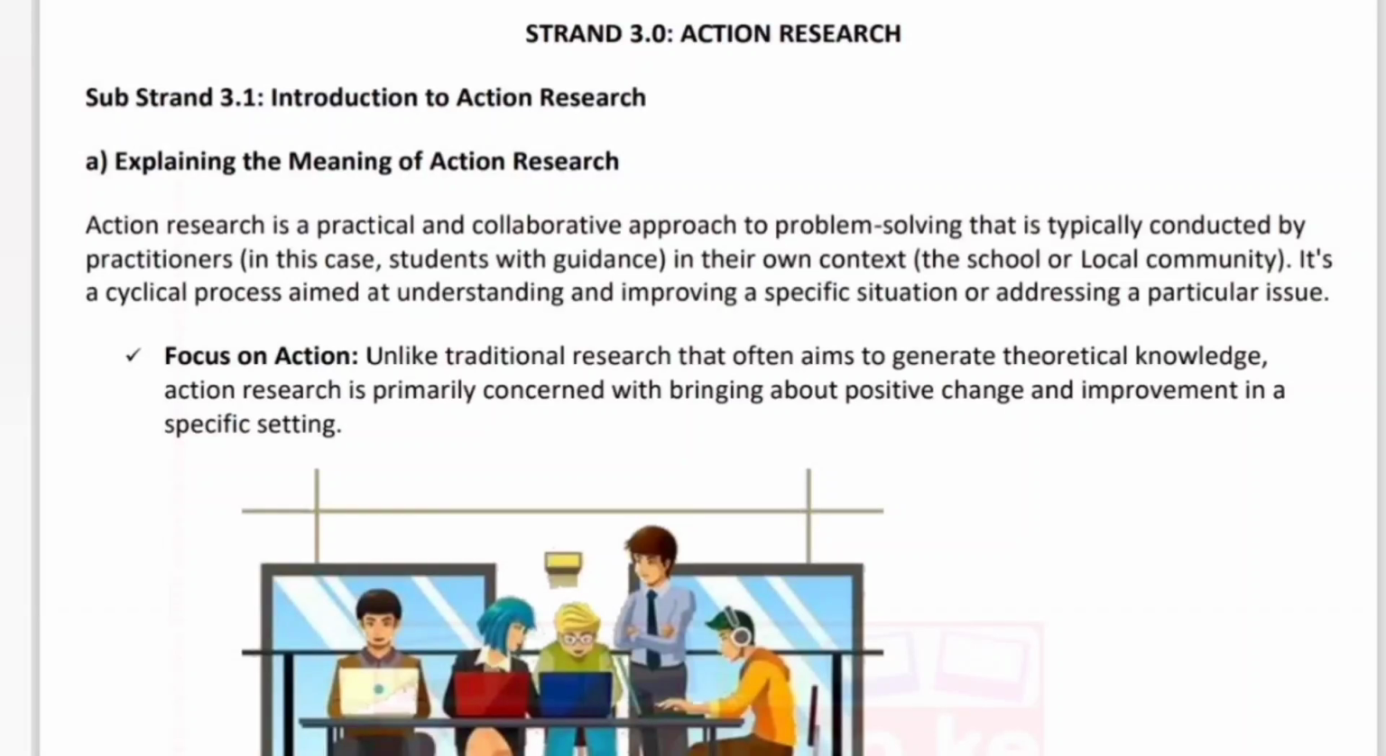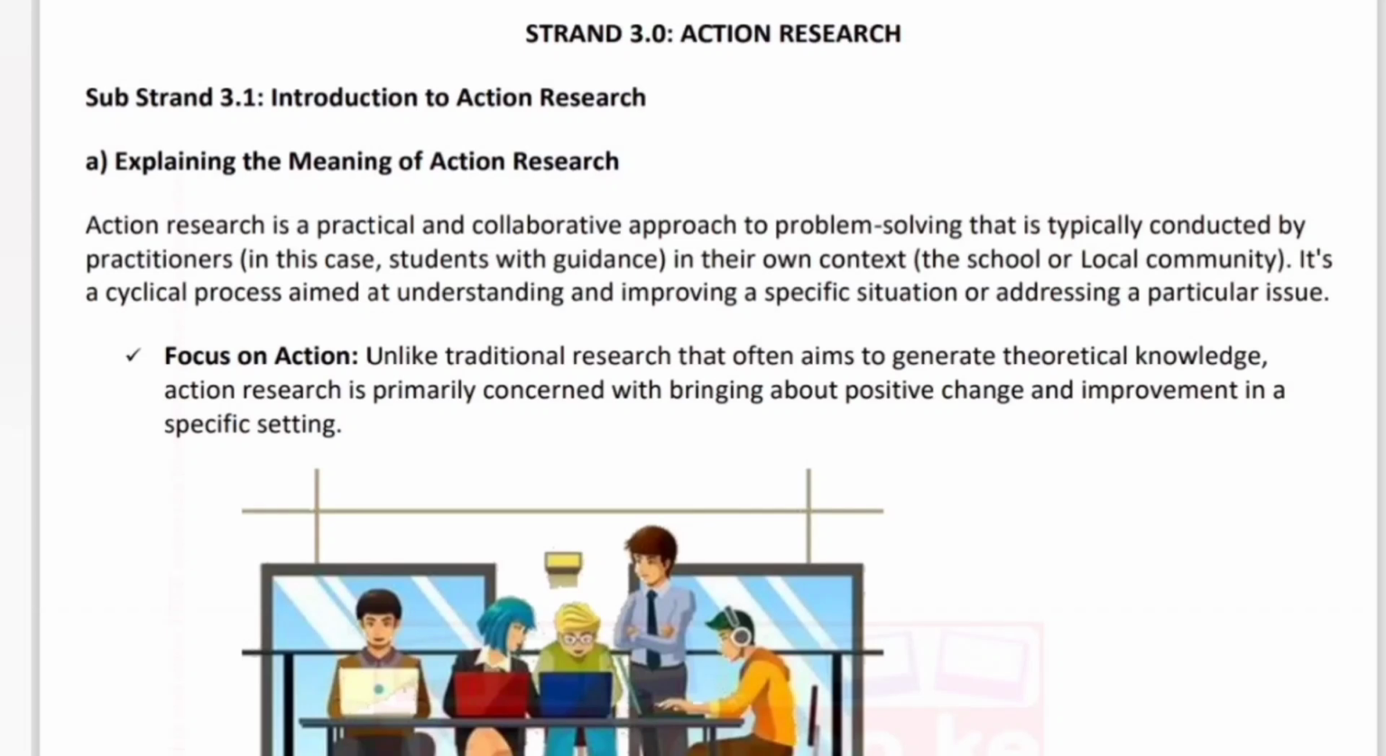Today we are looking at CSL. We are in the third strand, that is action research. Remember, this is going to help you in doing your CSL project. Learning this strand prior to doing the project is very helpful. Action research is a practical and collaborative way to solve problems in your own community.